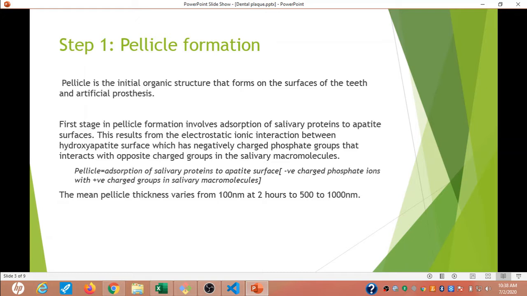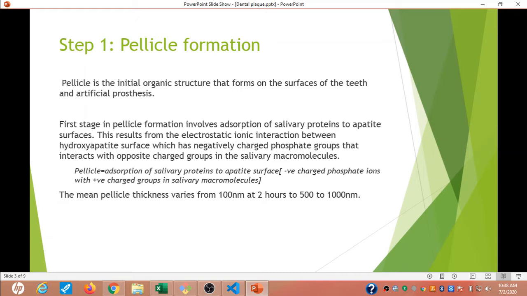What's the first stage in pellicle formation? How is pellicle formed? The first stage in pellicle formation involves the adsorption of salivary proteins to apatite surface. So first of all, the hydroxyapatite surface of our tooth enamel consists of positively charged calcium and negatively charged phosphate groups. So this pellicle formation is adsorption of salivary proteins to apatite surface.